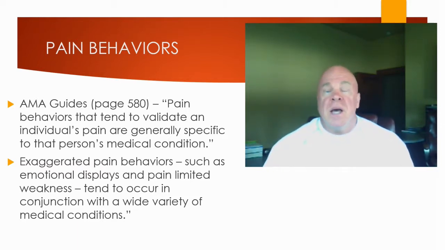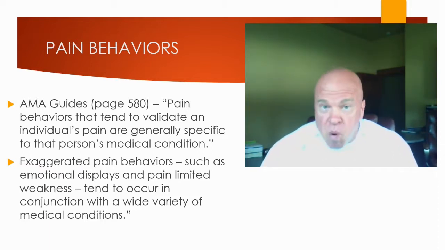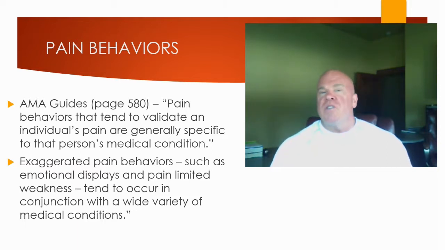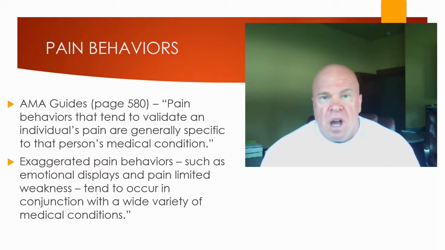And this was an example of an emotional player who was displaying great pain, attempting to display great pain through his pain behavior, and yet the pain behavior was not consistent with the specific injury that he suffered. The specific injury that he suffered was a cut to the upper lip, which would seemingly be unrelated to the strength of the lower extremities. So the key point is that those pain behaviors that tend to validate an individual's pain are generally very specific to that person's injury and very specific to that person's medical condition.